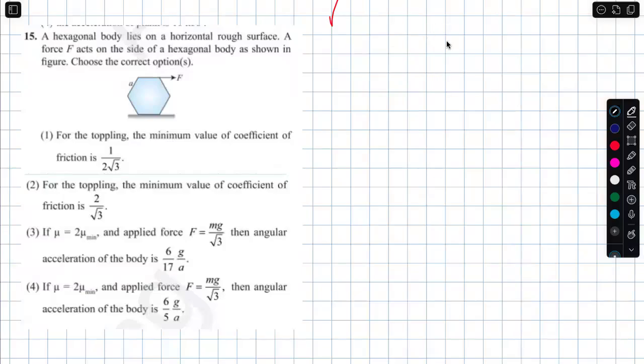All right, boys, go ahead. Make sure that we clear this 15th question.